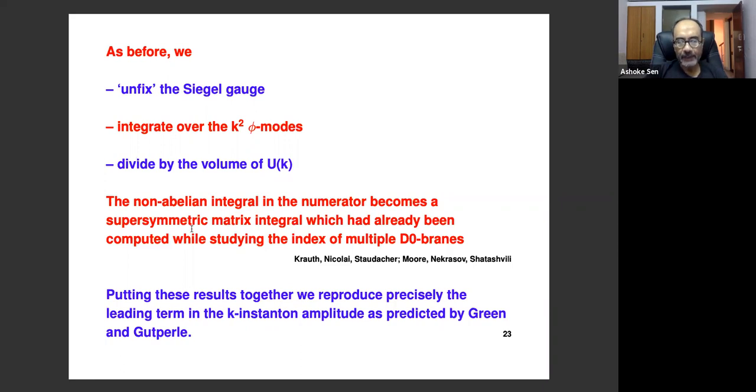But this actually becomes a supersymmetric matrix integral. Fortunately, it turned out that this had already been evaluated while studying the index for multiple D0 branes. It was evaluated in the late 90s, and we basically had to take the result and put these results together, and that exactly reproduces the leading term in the k instanton amplitude, again as predicted by Green and Gutperle.